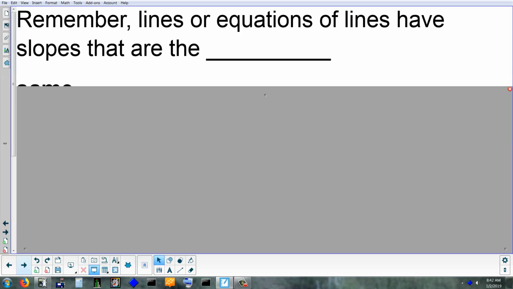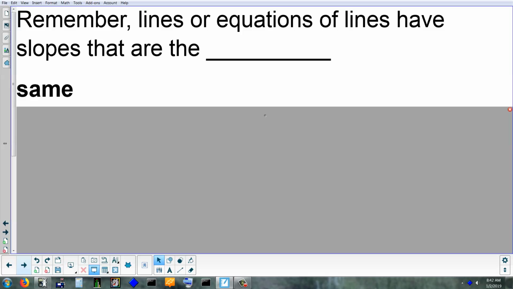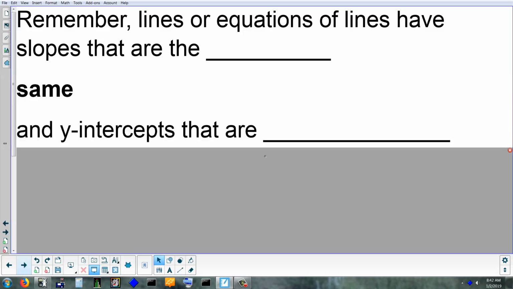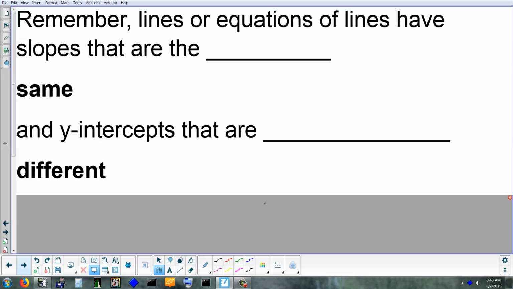So remember, lines or equations of lines that have slopes that are the same are what? If they're the same slope, that makes them parallel, but they can't be the same line. So lines or equations that have slopes that are the same, and the y-intercepts would have to be what? Different. Exactly, different. That's what I was just getting at in that picture I just showed you.